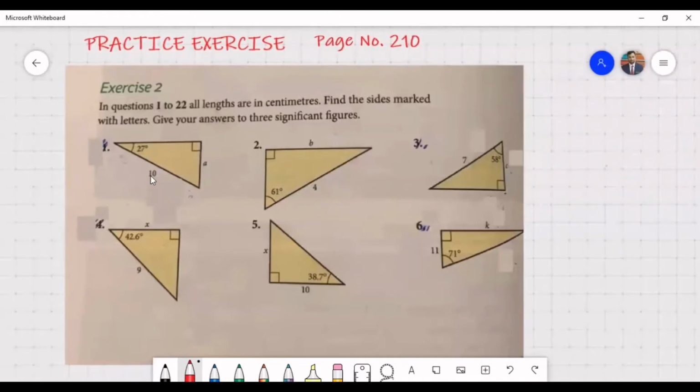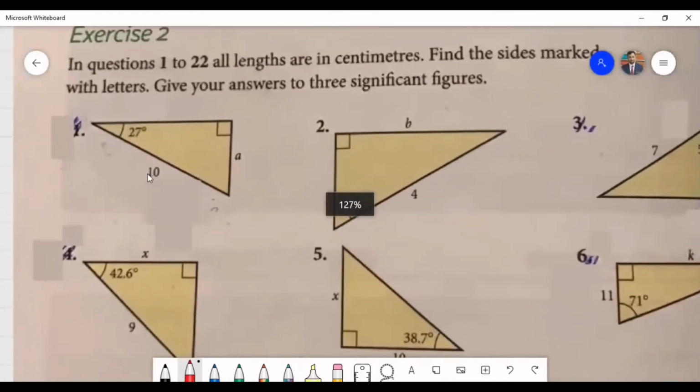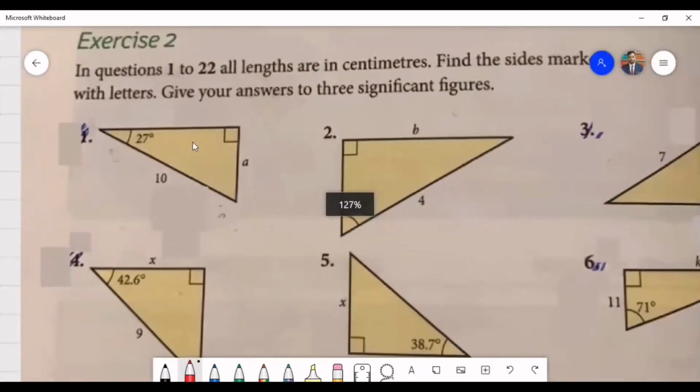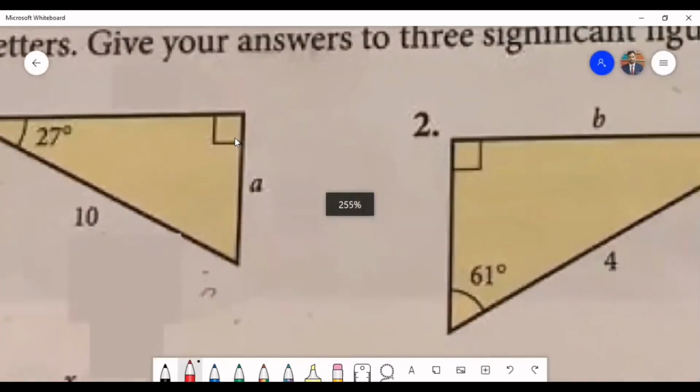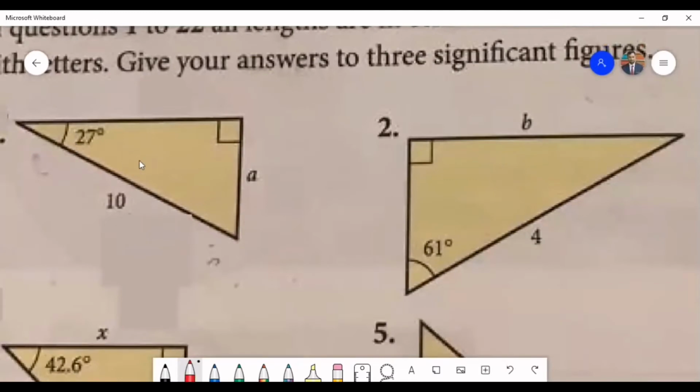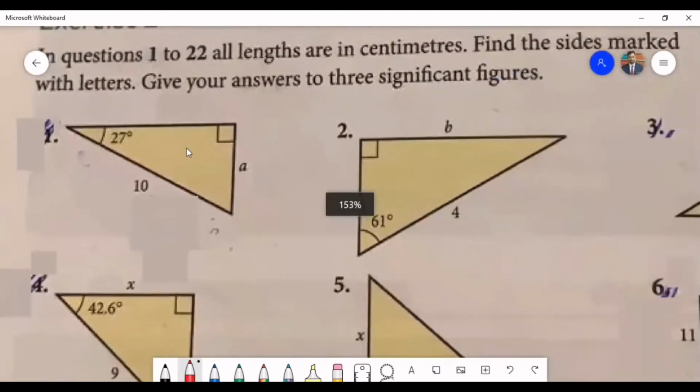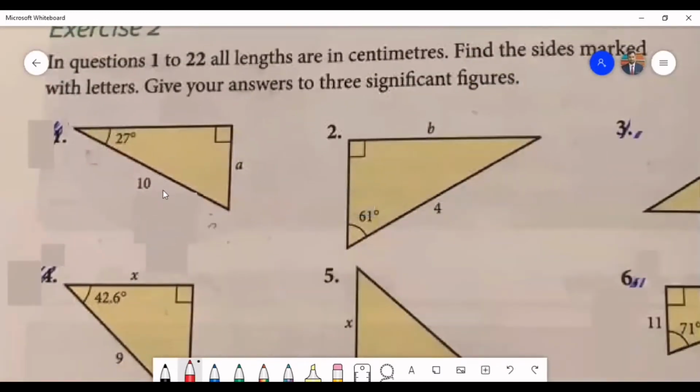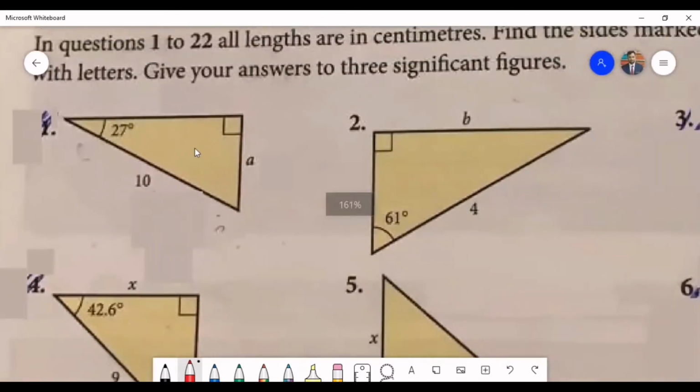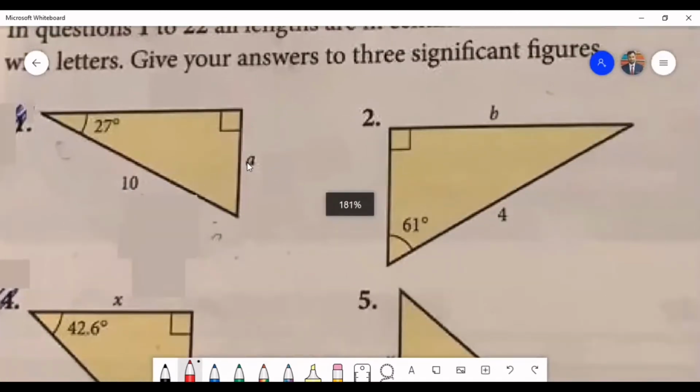So look here, the first question is a triangle with the angle 27. And look here, this is a box, and I told you that when there's a box, this indicates that this is a right angle. One side is 10 centimeters, because they said all these lengths are in centimeters, and one is A.